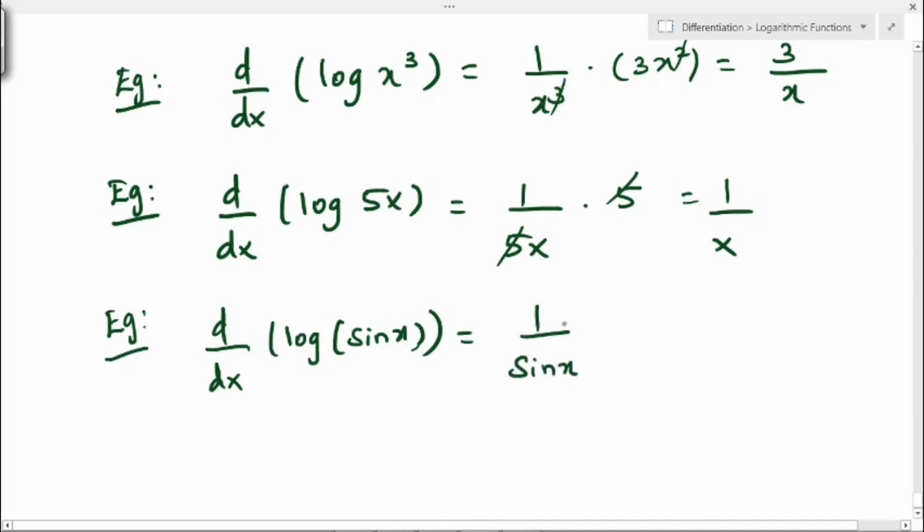So log sin x differentiation is 1 by sin x into, now sin x differentiation. Sin x differentiation is nothing but cos x. So this is cos x divided by sin x. What is the value of cos x by sin x? That is nothing but cot x.